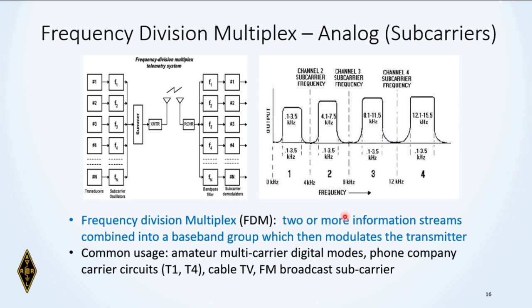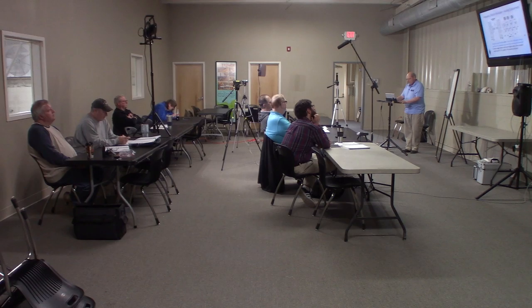Four different channels. So just to summarize, frequency division multiplex, we've got two or more information streams combined into a baseband group, which then modulates the transmitter. Then we saw the common usage cases here. So there's a lot of that going on, cable TV and phone company in the old days.